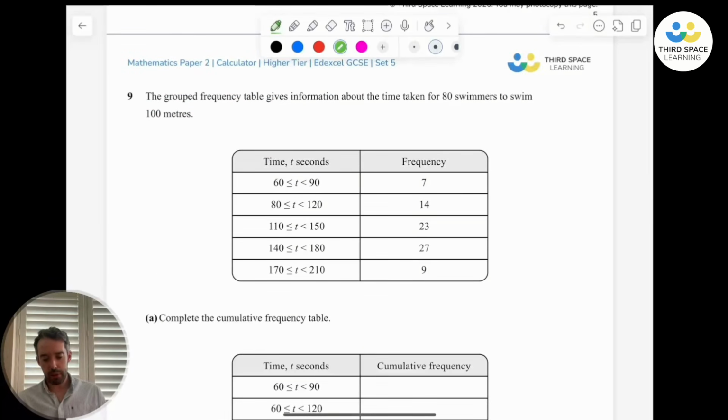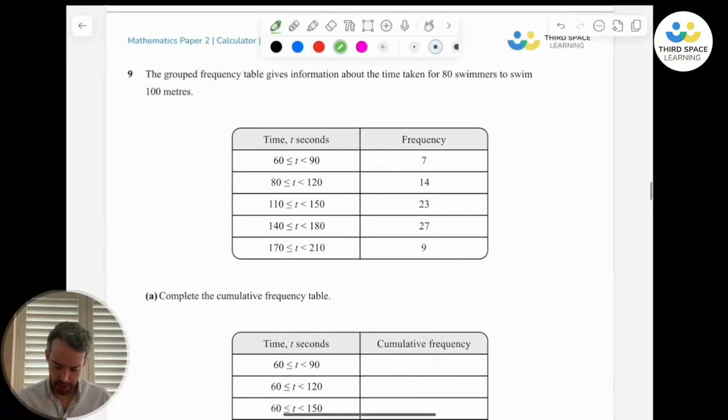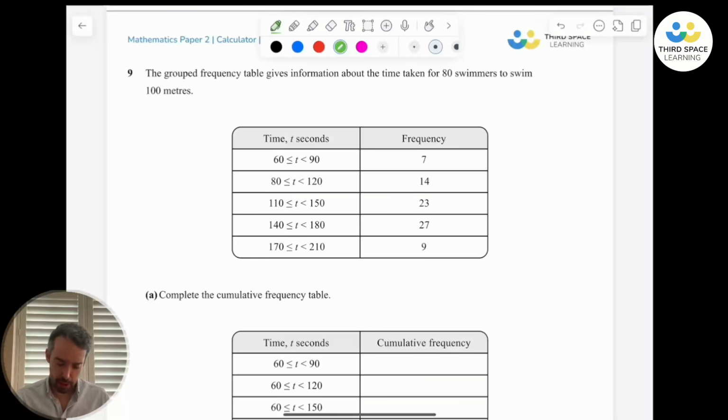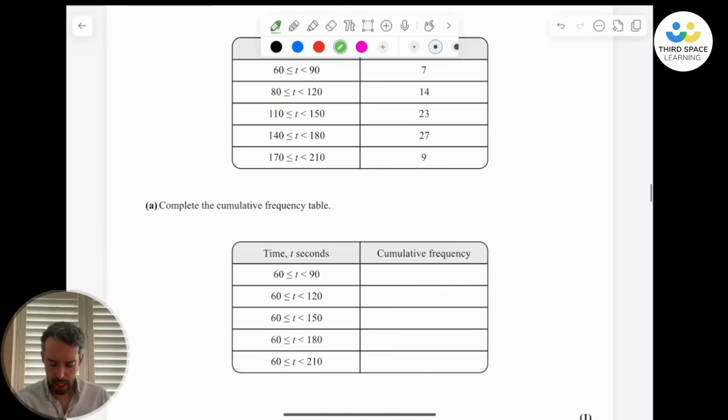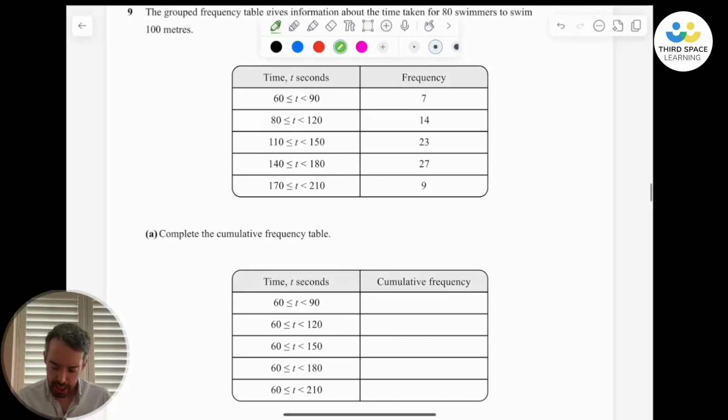The group frequency table gives information about the time taken for 80 swimmers to swim 100 metres. So there it is. We can see we've got 7 between 60 and 90, 14 people between 90 and 120, etc. Complete the cumulative frequency table, not a problem. So from 60 to 90, that is just 7. Now from 60 to 120, well, that's going to be this one and this one all together, which is 21. From 60 to 150, it's all 3 of those added together, which is 44.